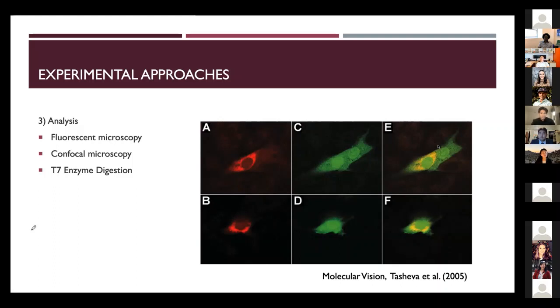T7 enzyme digestion is a mismatch assay that we use, and this assay allows for quick qualitative assessment of gene editing efficiency in our CRISPR-treated cells. How this enzyme works is that it will cleave mismatched DNA in our CRISPR-treated samples. The T7 enzyme will cleave the heteroduplexes that we see within our targeted DNA.